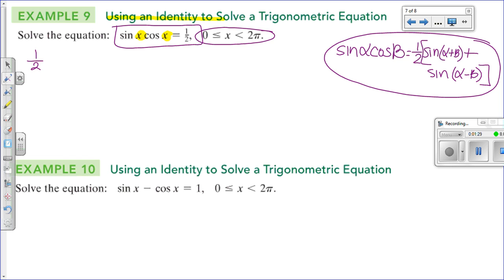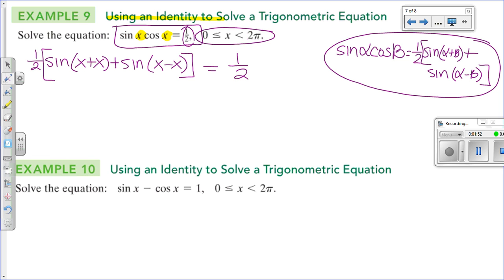So when we use the identity, it will look this way: 1/2 times sine of the sum of the two angles plus the sine of the difference of the two angles. And that we're saying is equal to 1/2. The 1/2 I'm getting from here. Okay?